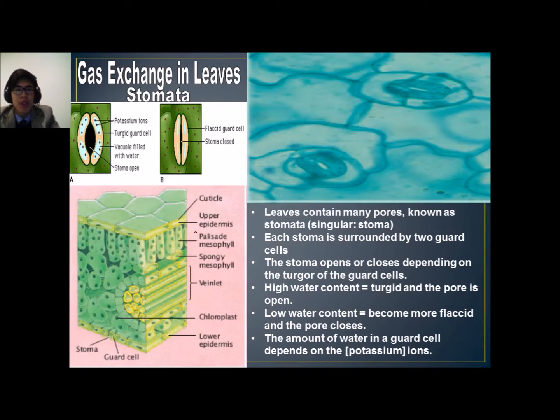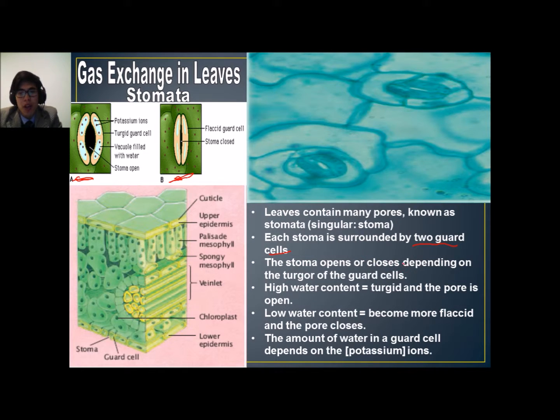Now, when it comes to gas exchange in leaves, we know that it happens by stomata. Let's have a look at your diagram here. This is when the stomata is open, with A here, and this is B where it's closed. Leaves contain many pores known as stomata, or stoma if they're singular. Each stoma is surrounded by two guard cells. And this might be a recap for you guys.